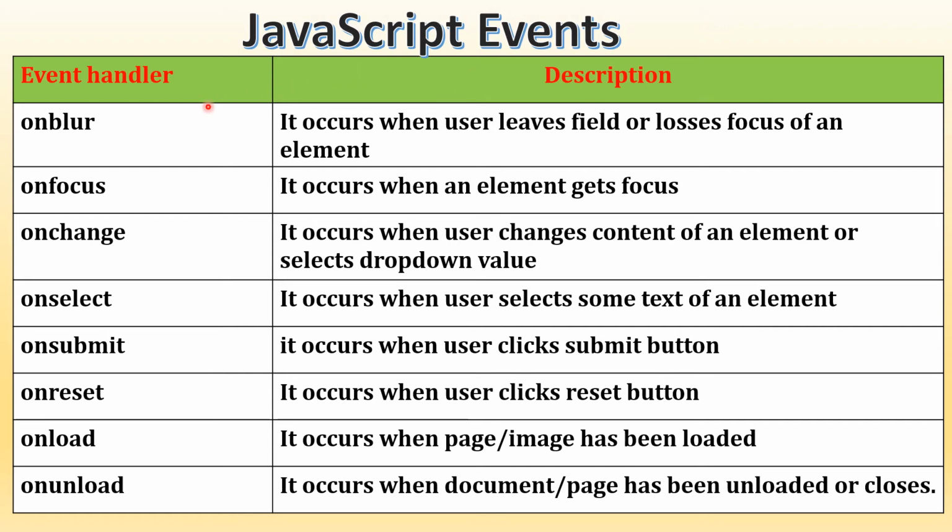The additional events we are going to learn here are onblur, onfocus, onchange, onselect, onsubmit, onreset, onload, and onunload. These two are there for your SOP, for your practical in JavaScript, where you're changing the document background color. We'll see each one of these with an example.